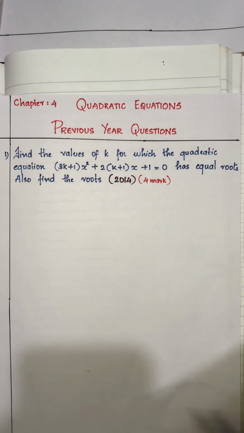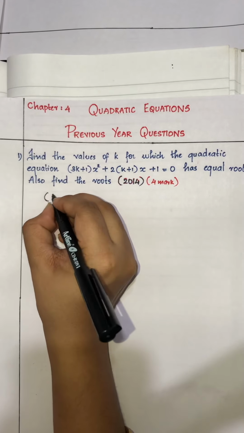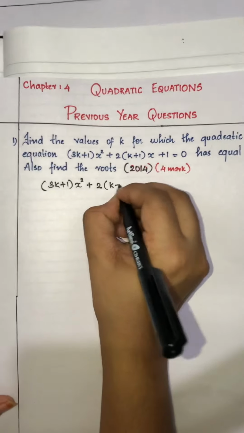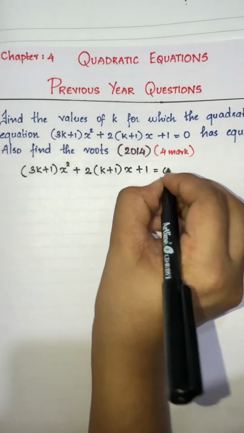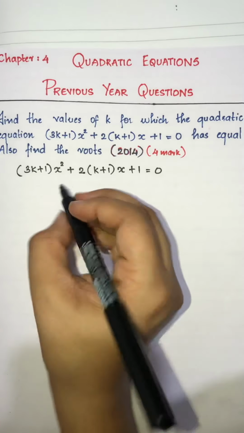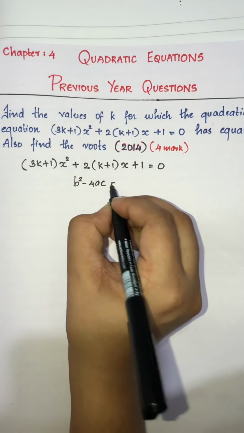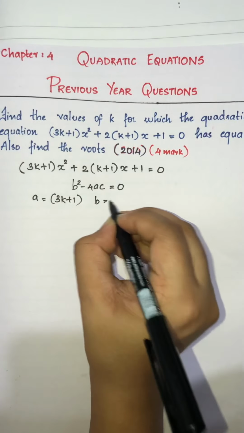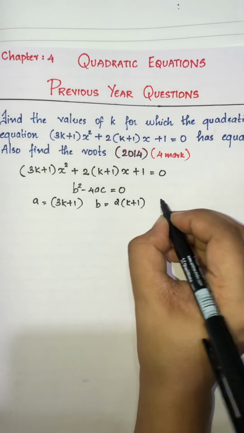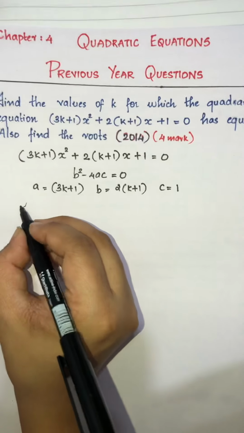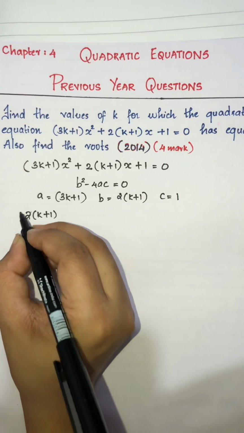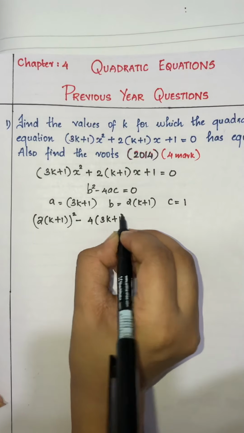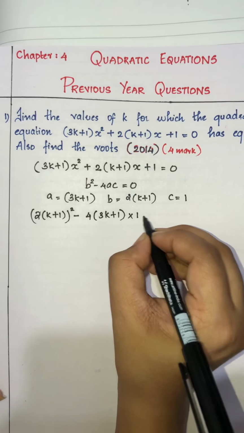Let's look at (3k + 1)x² + 2(k + 1)x + 1 = 0. It has equal roots, so we know that b² − 4ac = 0. Here a = 3k + 1, b = 2(k + 1) and c = 1. So b² − 4ac becomes (2(k + 1))² − 4(3k + 1)(1) = 0.